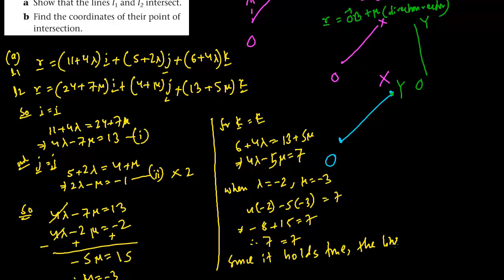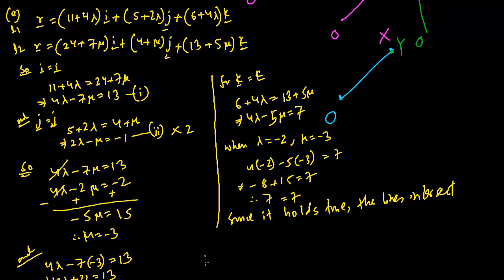Since it holds true, the lines intersect. That's it. Since it holds true for the final equation, the lines intersect. In this case, you don't have to put the value in and find the position vectors. That would be for the next question, question B. Okay, so let's find the position vector. Now that we know that the lines intersect, you can find the point of intersection either with lambda equals minus 2 or with mu equals minus 3. Let me show both.